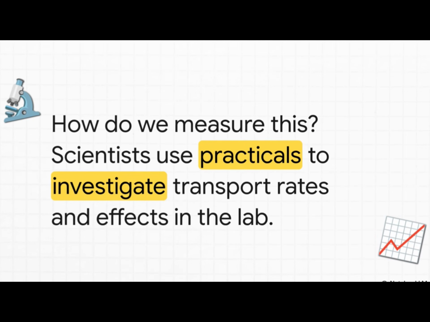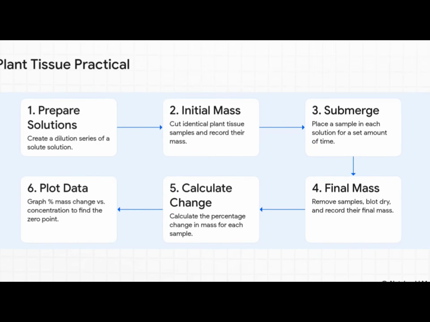And this isn't just theory. It's something we can actively measure and investigate right in the lab. A classic practical experiment involves figuring out the water potential of plant tissue, and it's a fantastic way to see osmosis happen right before your eyes. Here's how you do it. You create a series of solutions, maybe sugar solutions with different known concentrations. You cut identical pieces of a plant, like a potato, and you weigh them very precisely. Then you put one piece in each solution for a fixed amount of time. Afterwards, you take them out, carefully blot them dry to get rid of any excess water on the surface, and weigh them again. By calculating the percentage change in mass and plotting that on a graph, you'll see a trend.